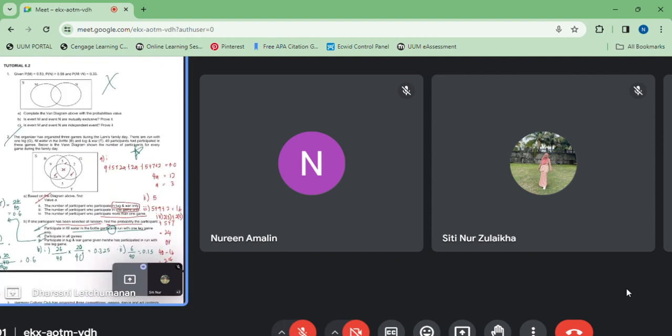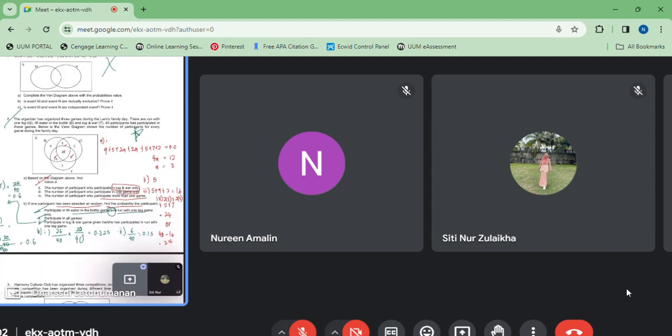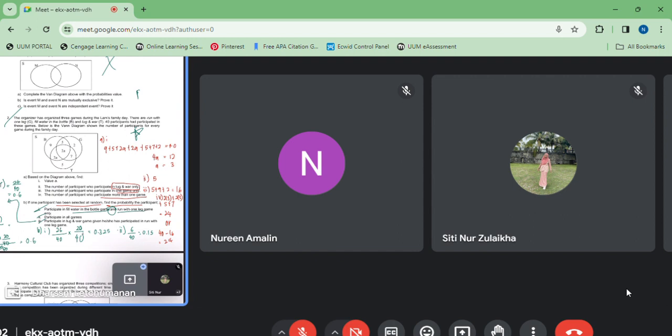Okay, next we go to this one. This one we do already. Okay, this one also very simple. This one all we actually learned in high school already. The only addition in this whole chapter that we're learning here is this formula, the conditional probability, this one. This is the extra. Others all you just have to refresh what you learned last time.